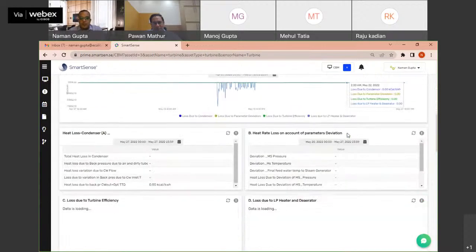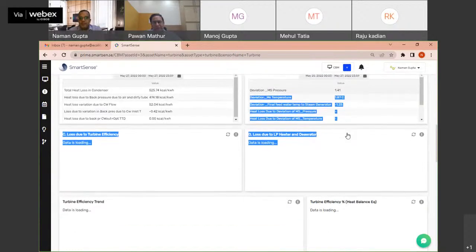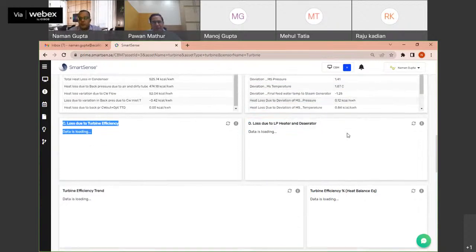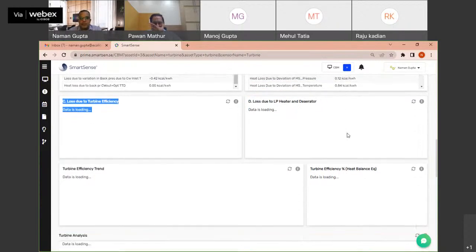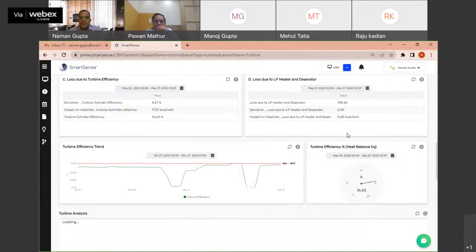And heat loss through condenser, we have calculated heat loss on the account of parameter deviation, turbine efficiency, then loss due to LP heater and deaerator. So all these parameters are available for our supervisor or the turbine operator to visualize consistently.